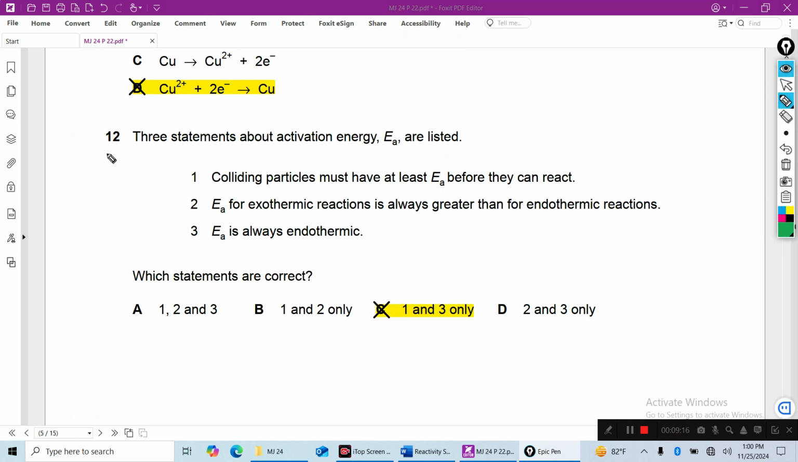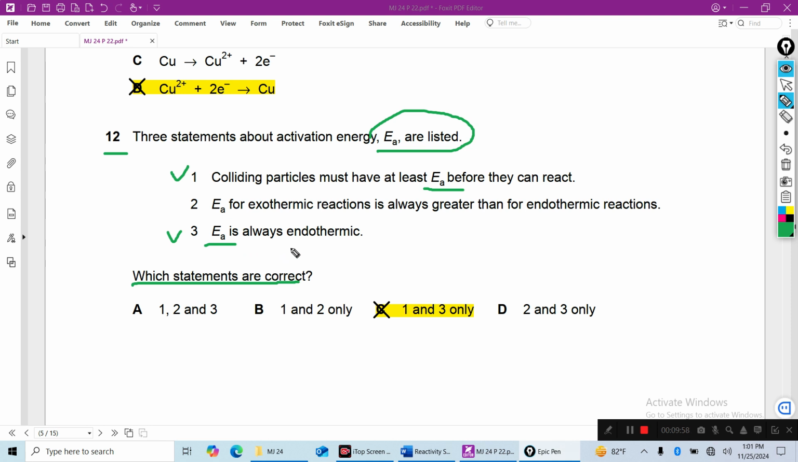12. Three statements about activation energy, EA, are listed. Which statements are correct? 1 and 3 are correct. Why? Colliding particles must have at least the activation energy before they react. This is true because particles need at least energy equal to the activation energy. So 1 is the right answer.